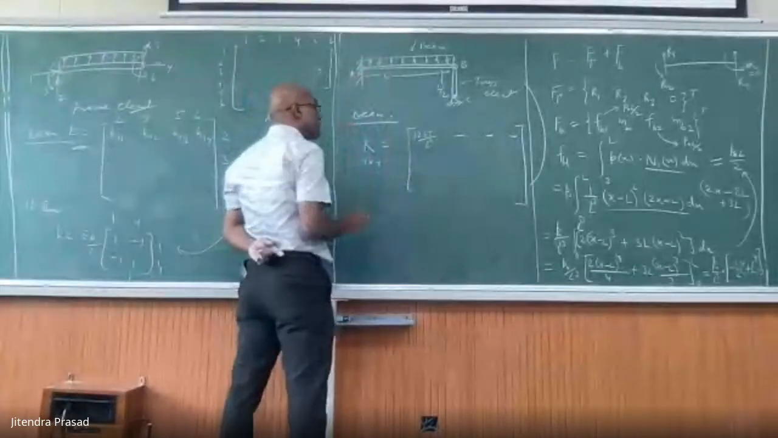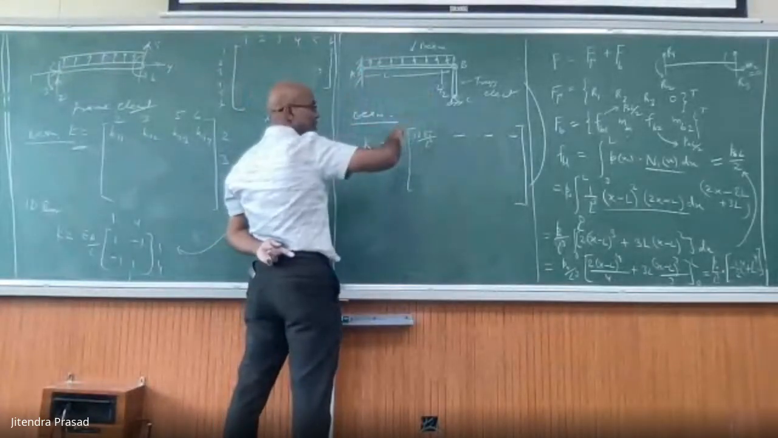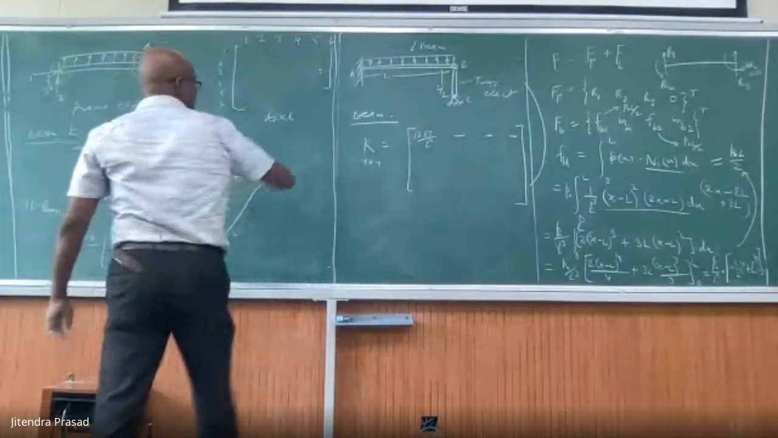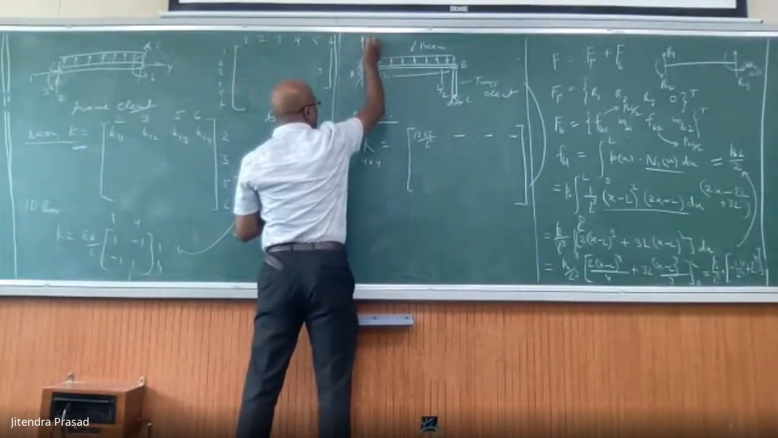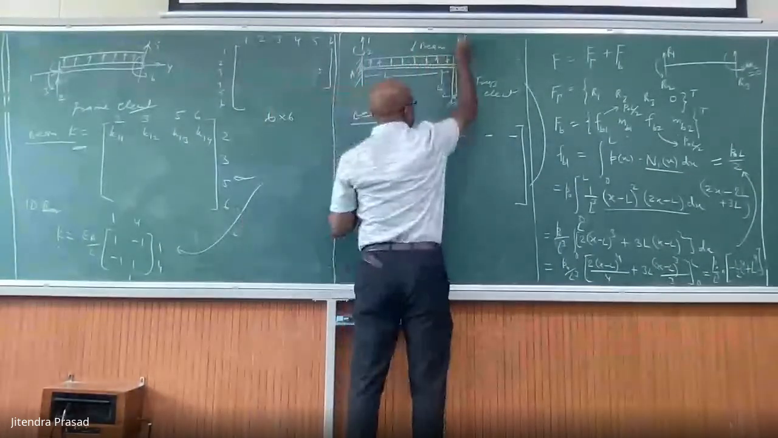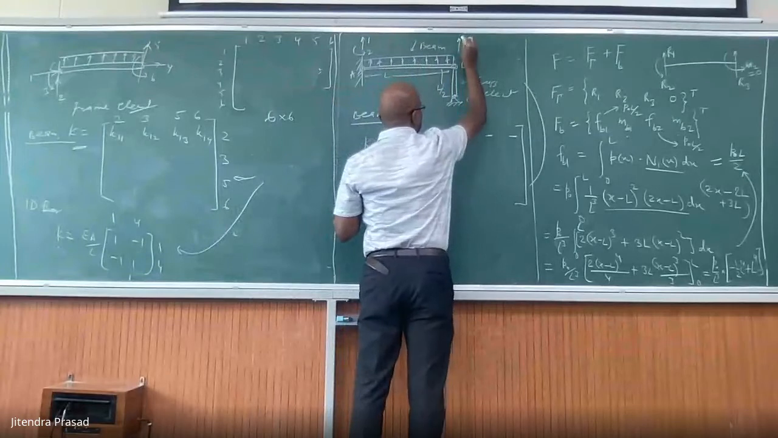You will first put the degree of freedom. You have to assemble in the global matrix, right? So what are the degrees of freedom? Here you have 1, 2, 3, then 4.